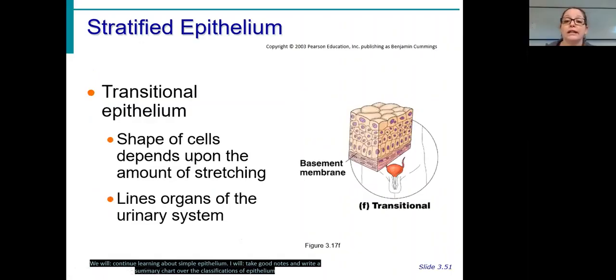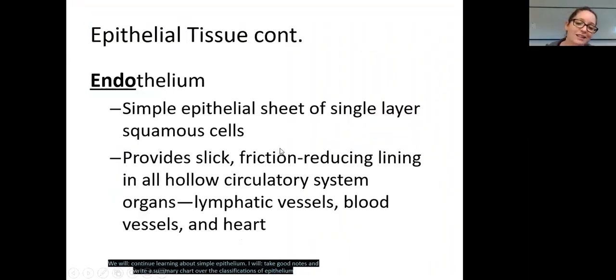Then what I consider to be the easy one is transitional epithelium. The shape of cells depends on the amount of stretching, and it lines organs of the urinary system, specifically the bladder. I'm talking about how easy this one is, and you're probably going to be like, this is the one I missed on the whatever, because, you know.